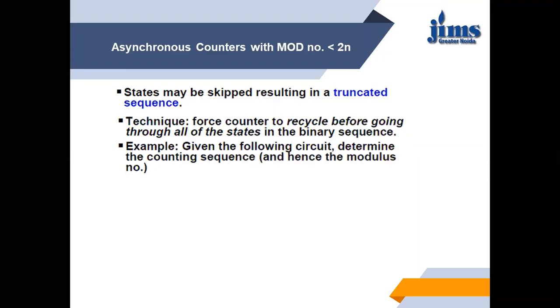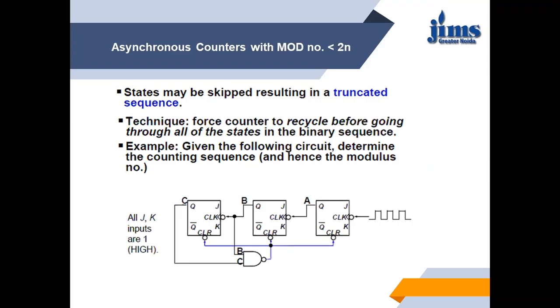Example: given the following circuit, determine the counting sequence and hence the modulus number. Suppose we have flip-flops with all inputs J equals K equals 1. A is the LSB, then B, C. Output of A is clocked to B, output of B is clocked to C, and here we have put J equals K equals 1. This is our assumption, and the master clock is given to flip-flop A. What have we done? C and B are connected to a NAND gate, and its output is connected to the clear input of all the flip-flops.